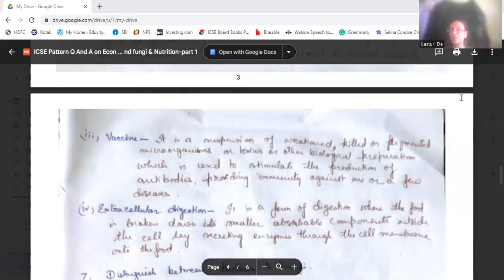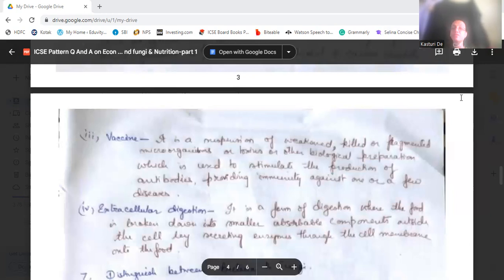A vaccine is nothing but a weakened or killed or fragmented microorganism or toxin. Okay, that is the main thing. And that is used to stimulate the production of antibodies. How? By providing immunity against one or a few diseases.